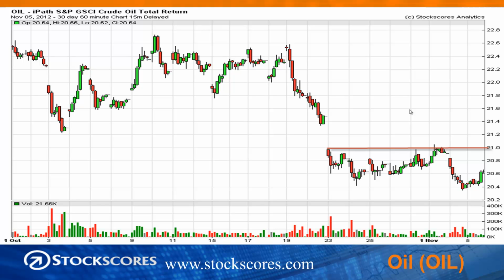Oil is also a weak chart over the last, say, two weeks. And there's really no sign that it's going to get strong anytime soon. There's no rising bottoms here. Unless that resistance line, which I've drawn in red, is broken, I am pessimistic on oil.